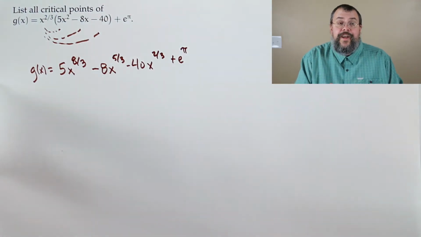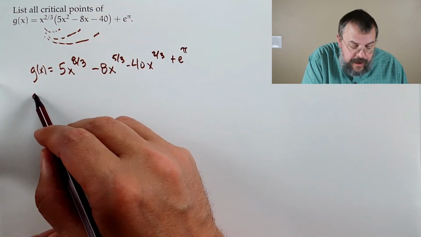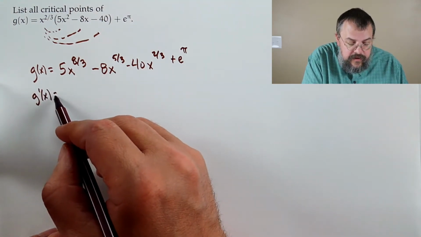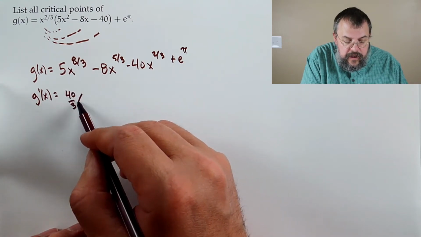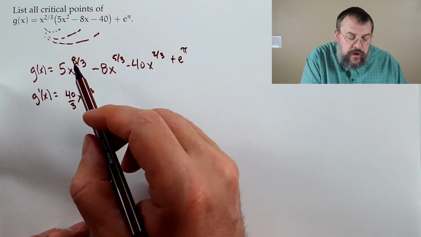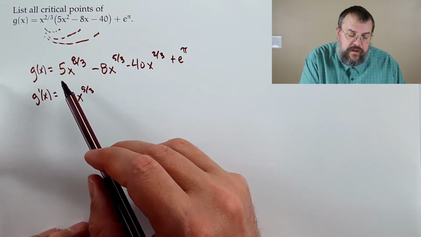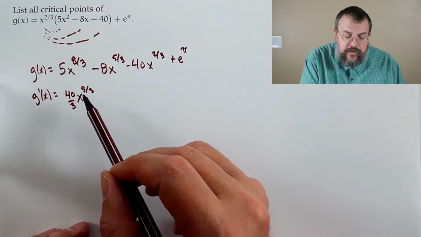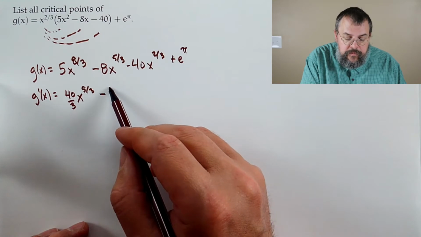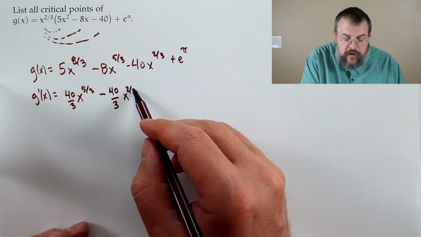Now we're ready to take our derivative. All right, so g prime of x is, well, 40 over 3 x to the 5/3, right? Because what are we doing? We take the 8/3, we bring it down. And so that's where we get 5 times 8/3 is 40/3. Subtract 1 from 8/3 is 5/3. Minus 40 over 3 x to the 2/3.